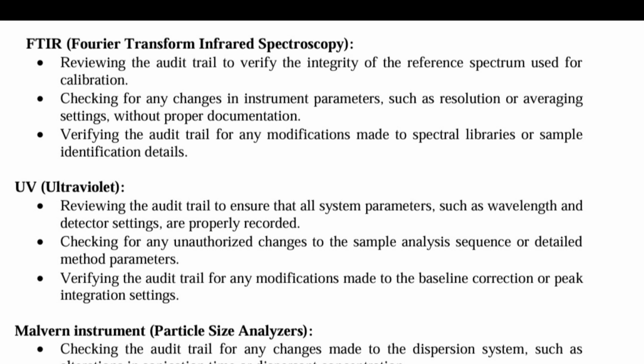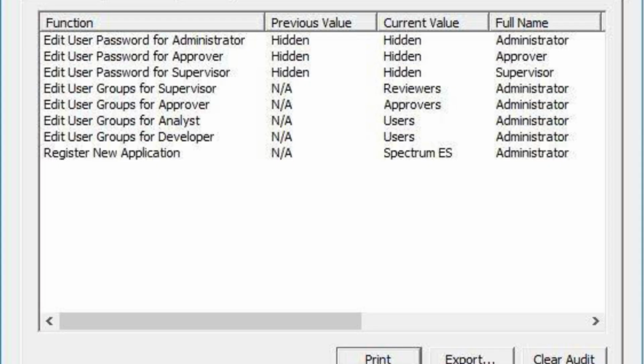UV. Reviewing the audit trail to ensure that all system parameters such as wavelength and detector settings are properly recorded. Checking for unauthorized changes to the sample analysis sequence or method parameters. Verifying the audit trail for any modifications made to baseline correction or peak integration settings.